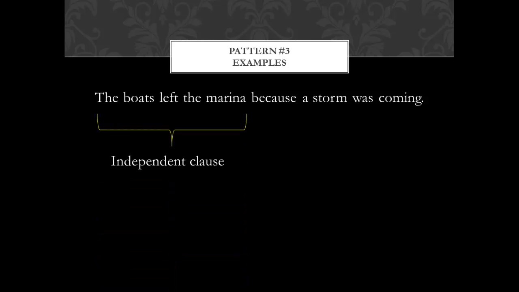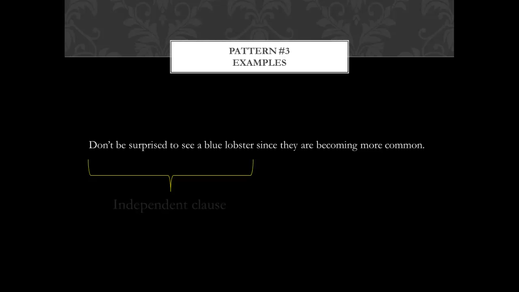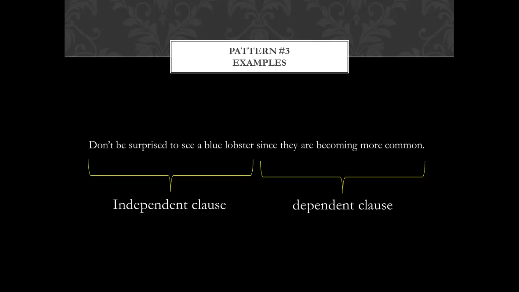I've included a few examples. Take a look at this first one. We have an independent clause on the left. The boats left the marina. And we have a dependent clause on the right beginning with a subordinating conjunction, because. Here's another example. Have a dependent clause on the left. Don't be surprised to see a blue lobster. This is followed by a dependent clause on the right that begins with a subordinating conjunction, the word since.